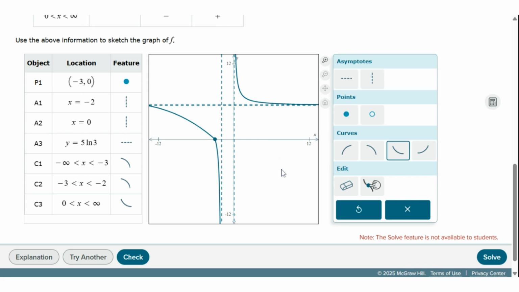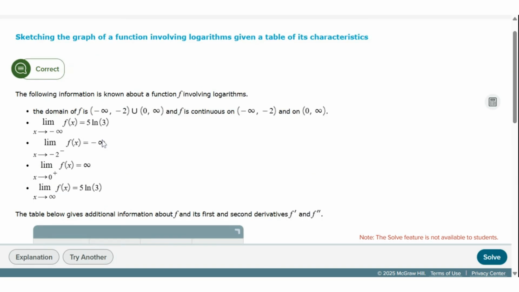And I think we've done it. So let's go ahead and check this and see. Yep, very good. So that's some work with sketching the graph of a function that has logarithms.